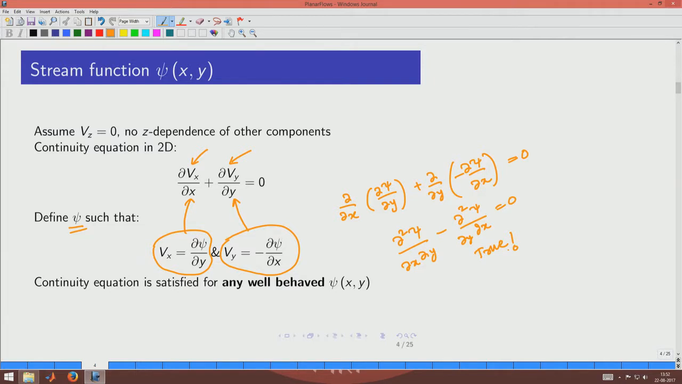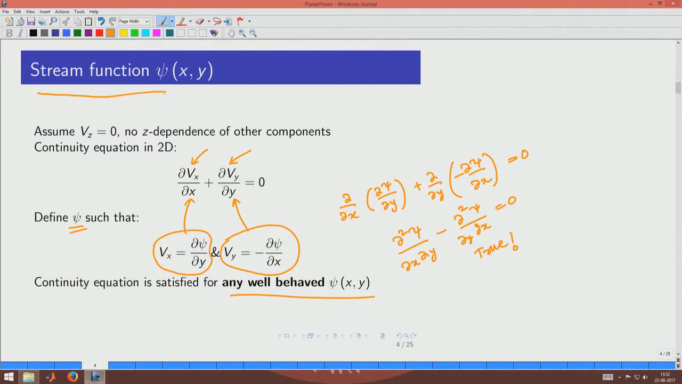for any well behaved function psi. So, if psi is a well behaved function, then this is always true, which means that if we can actually come up with a function psi which is well behaved, then we can take its derivative with respect to x and y, and then call those two expressions as velocity components, because they would readily satisfy the continuity equation. So, because of this utility, we actually would like to give a name for this function, and we call it as stream function.